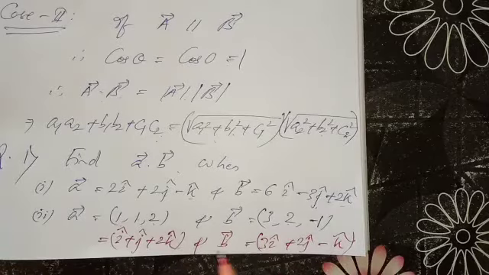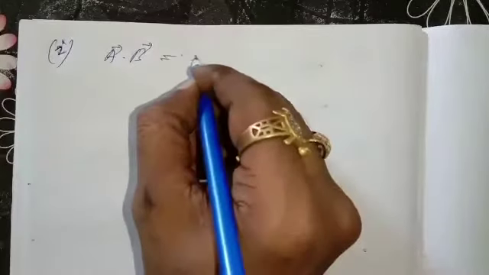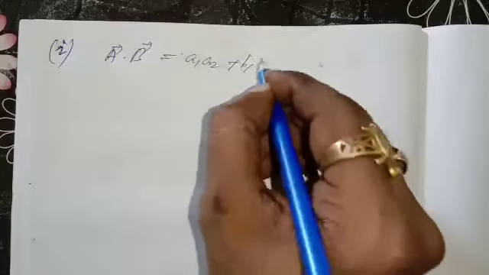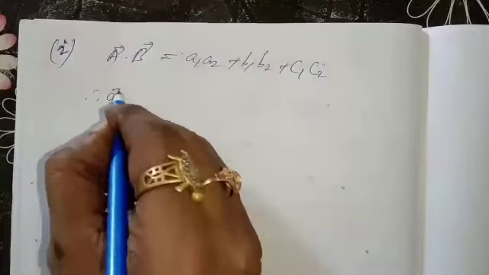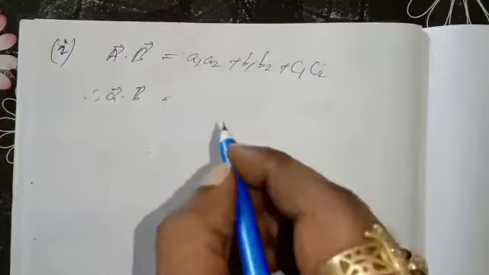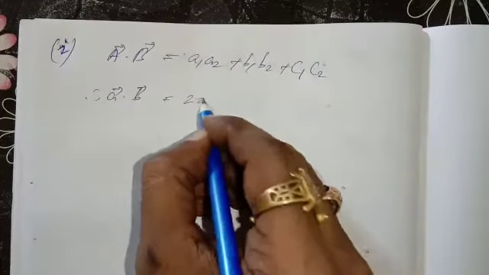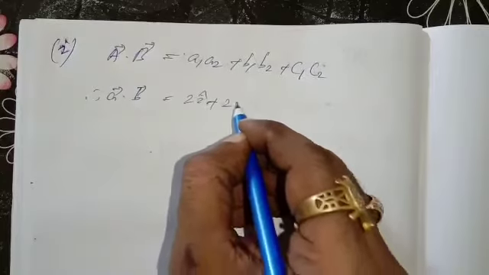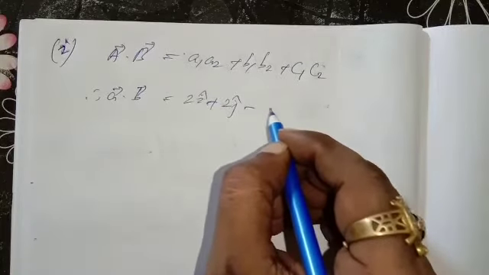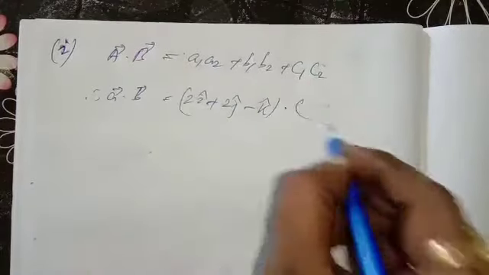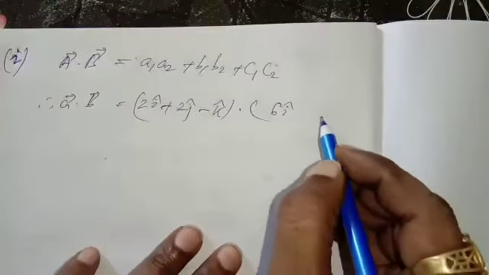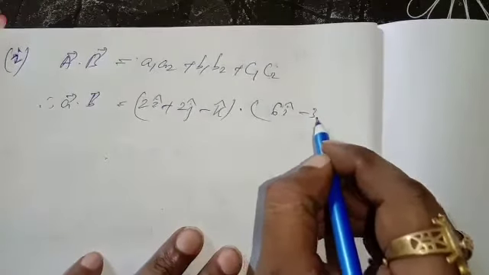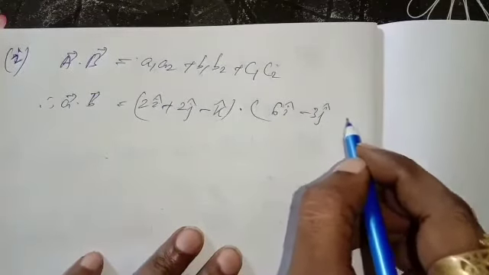Now step by step we have to find A dot B. Let us see, A dot B is of the form A1 A2 plus B1 B2 plus C1 C2. Therefore A dot B: what is the vector A? That is 2i plus 2j minus k, dot B vector. What is the B vector? That is 6i minus 3j plus 2k.